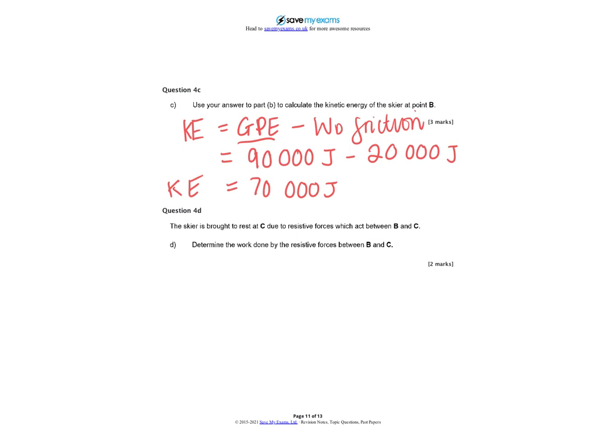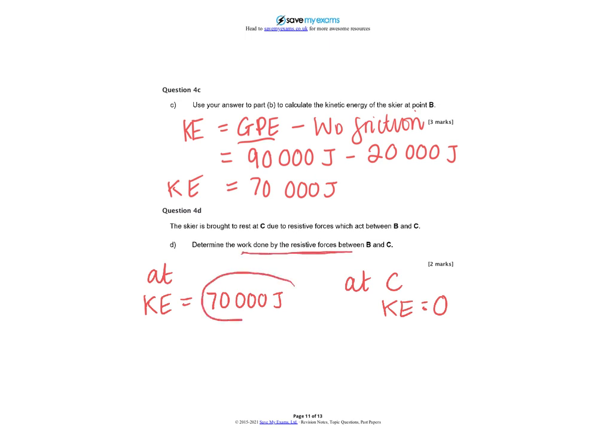For D, the skier is brought to rest at C due to resistive forces between B and C. Determine the work done. So we do know at B, they've got a kinetic energy of 70,000 joules, but by the time we get to C, they're not moving, so the kinetic energy equals 0. So that means all of that energy, that 70,000 joules, has turned into thermal energy, which is the work done by the resistive forces. So this is actually your answer, 70,000 joules.